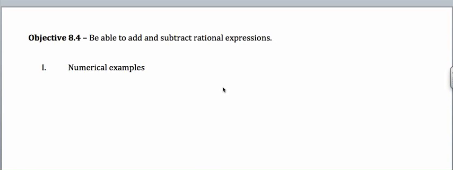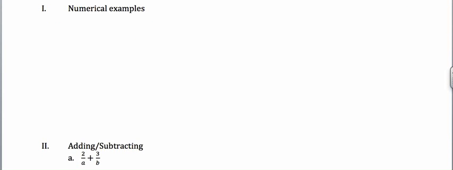Alright, so far we have looked at simplifying rational expressions and multiplying and dividing them. Most of that just simply involved factoring and canceling. That will not necessarily be the case here for adding and subtracting rational expressions, because adding and subtracting fractions works differently. So let's look at just a quick numerical example of, let's go with 1/2 plus 3/5.